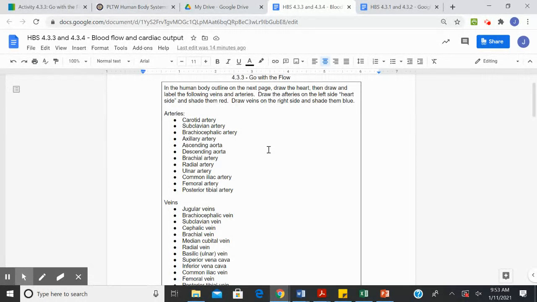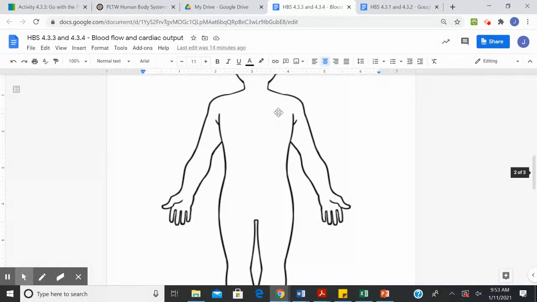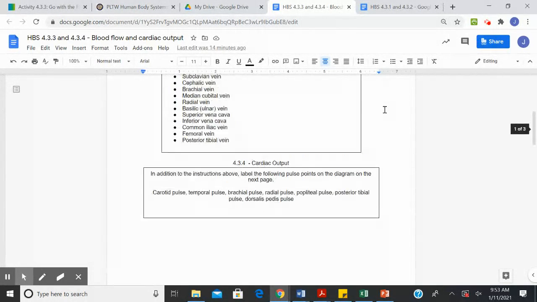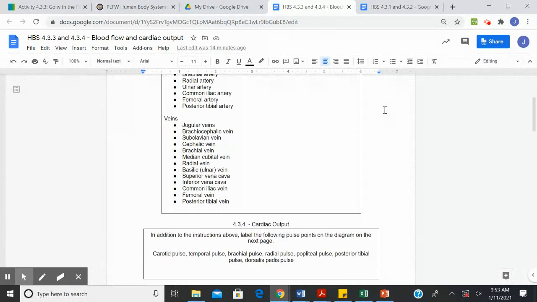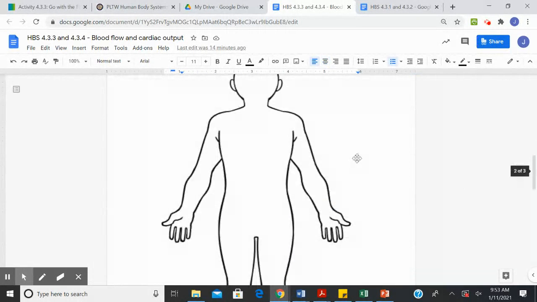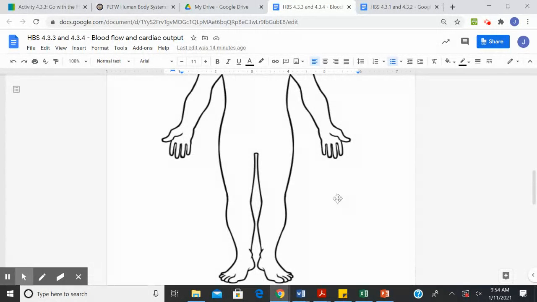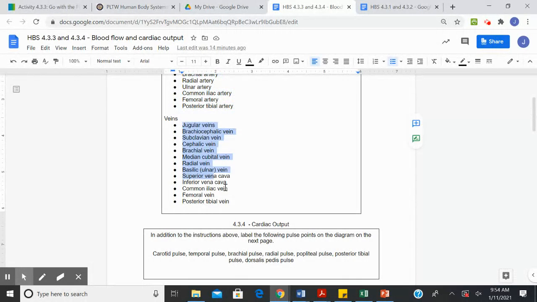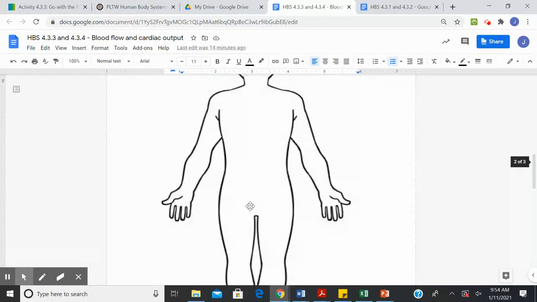So just kind of have a placeholder for the heart. And then you're going to draw and label the following veins and arteries. Now, if you look in this page, here's that diagram, okay? So draw the arteries on the left side, the heart side, and shade them red. And draw veins on the right side and shade them blue. So all of these arteries here, imagine a line drawn right down the middle of this human. You're going to draw those arteries over here in red, all right, and label them. And then the veins that are listed here, you're going to draw in blue.